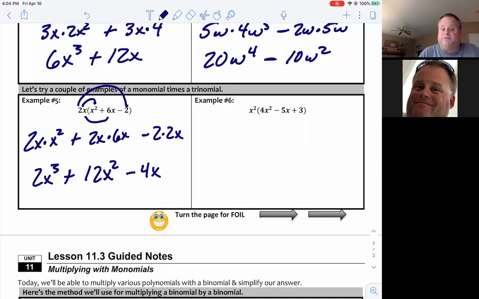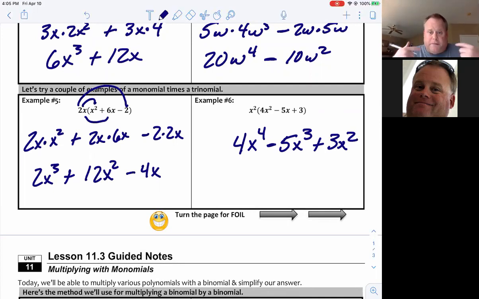And I'm not going to write a bunch of different things now. I'm just going to say it because you've seen the process, right? So you know how the process goes. So x squared times 4x squared is going to end up being 4x to the fourth. x squared times x squared, same base. Add the exponents. 2 plus 2 is 4. x squared times a negative 5x becomes a negative 5x to the third. And x squared times 3 simply becomes 3x squared. All right, so that's the beginning part of this. Warm up to get your brain going.